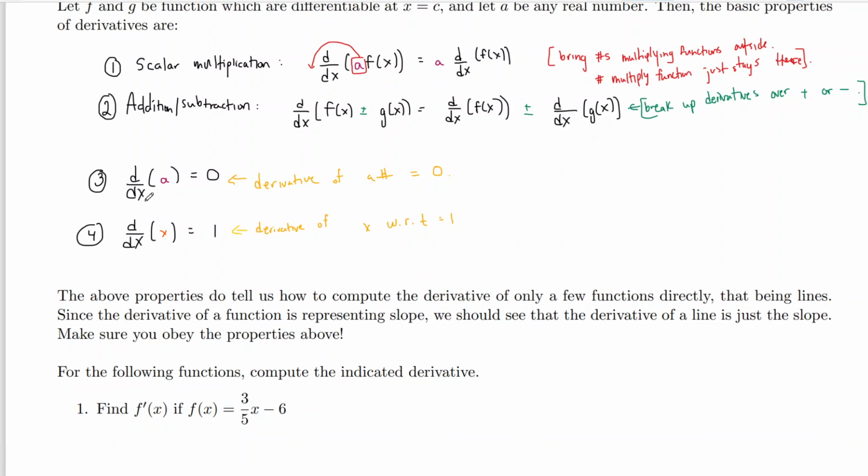Right. Now, when you throw all these properties together, this will actually tell you, and we'll do an example or two below, that you can find the derivative of any line. Now, because we know that derivative is just the slope and we know how to see the slope of a line, we shouldn't be surprised by our answer, but we should go ahead and do it.